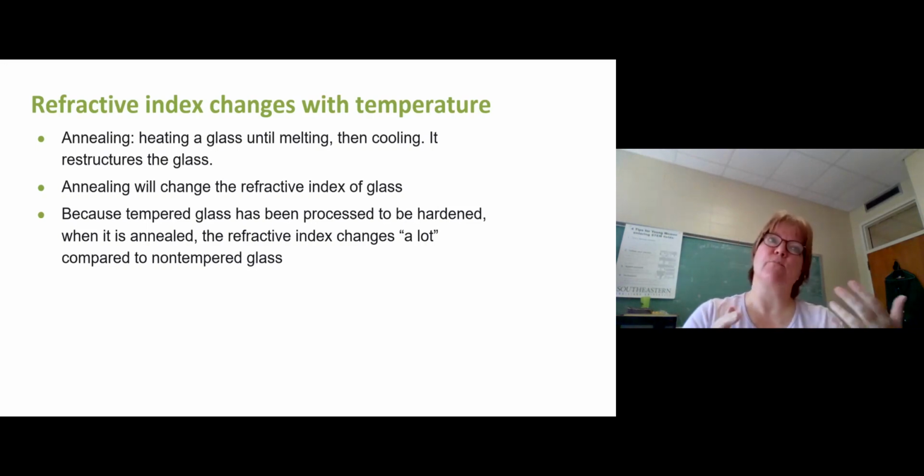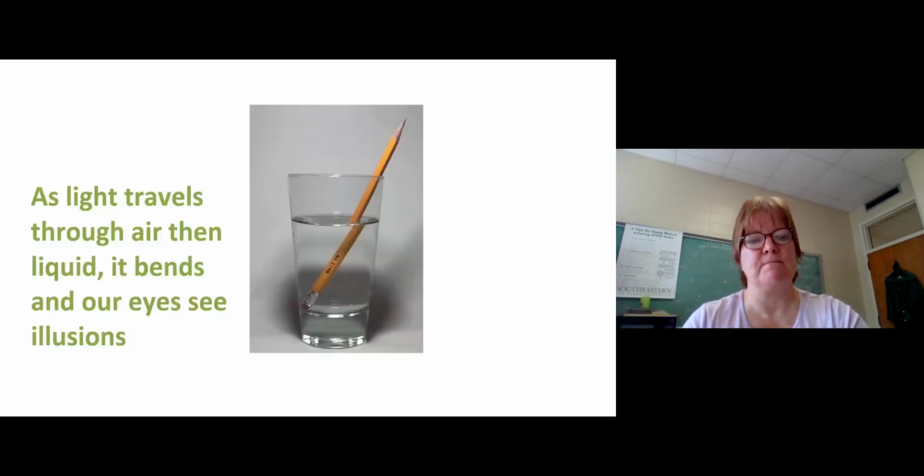Also, different kinds of glass. Borosilicate glass has a slightly different refractive index than other ones. So that's going to be the basis of how we can use refractive index to characterize glass.